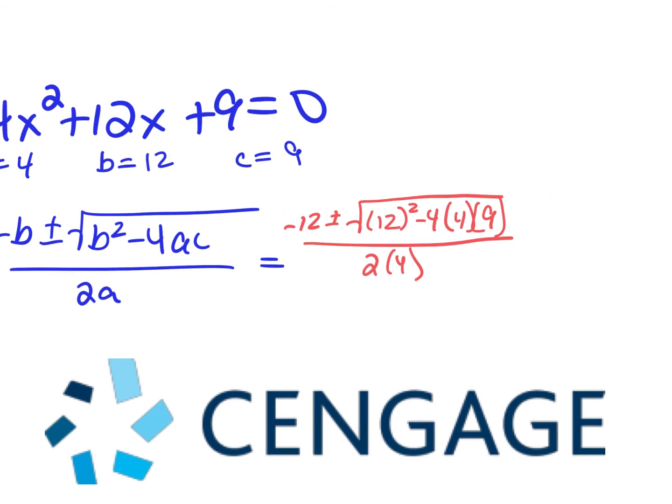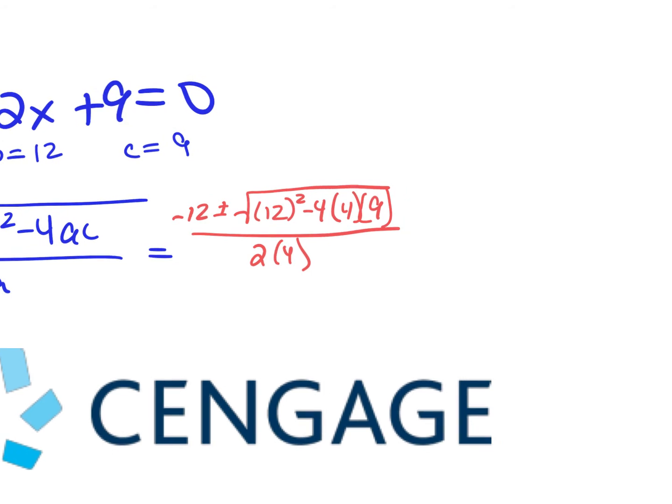Okay, I'm not asking anybody to do anything in their head yet. Nothing, just kind of work along with me. So I have negative 12 plus or minus. Guys, what is 12 squared? 144. Good. And then I have a negative 4 times 4 is negative 16 times 9. If you don't know that, watch. 16 times 9. 9 times 6 is 54.